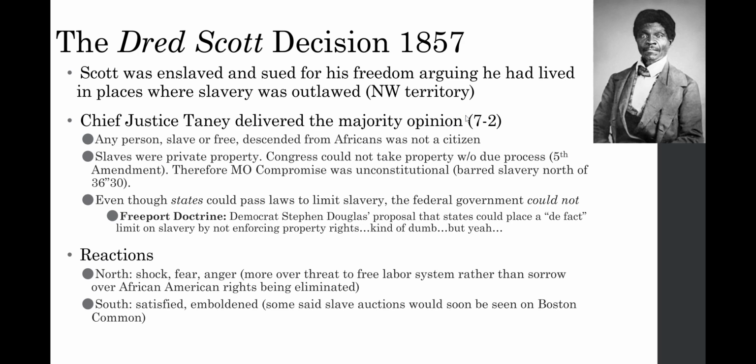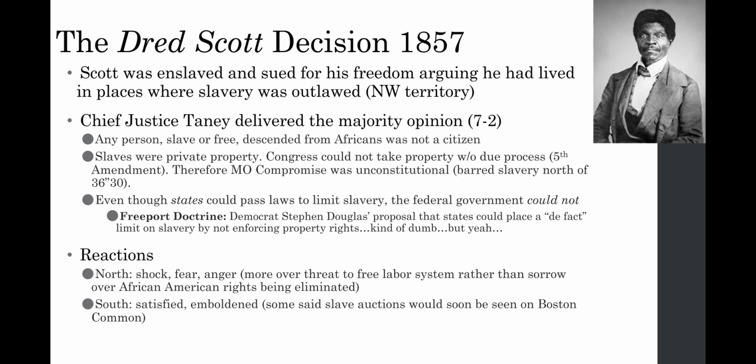So the Supreme Court delivered this opinion, and it wasn't even close. It was 7-2. So they said a couple of things. The first big point was any person, slave or free, who was descended from Africans was not a citizen. So no matter who you were, if you had African blood, then you were not considered a citizen. The second thing was slaves were private property, which means that Congress cannot take your property without due process. That goes back to the Constitution.